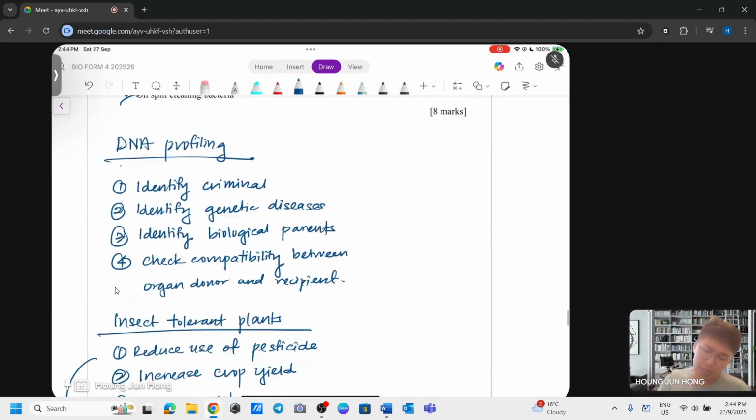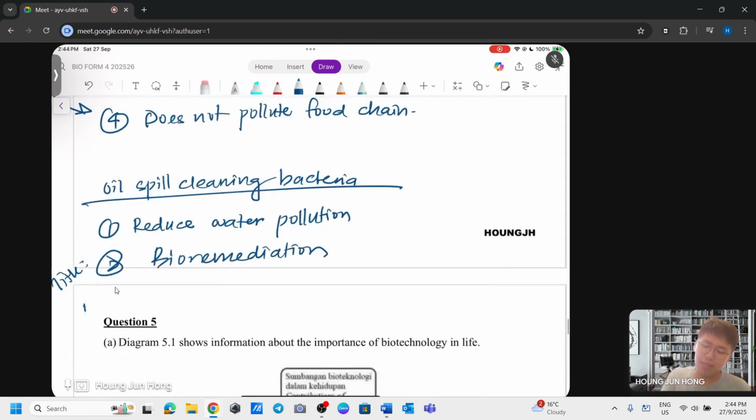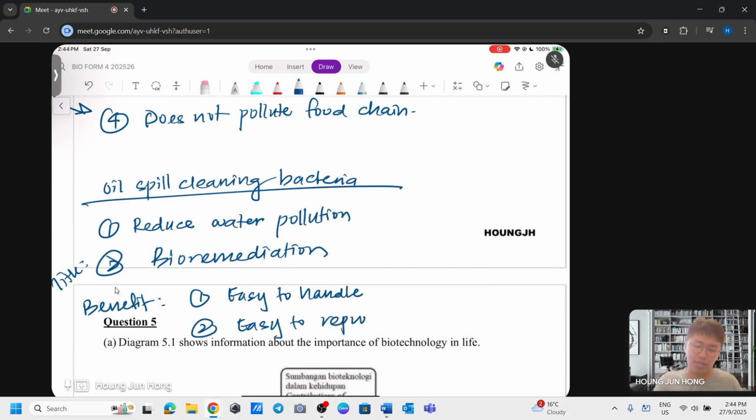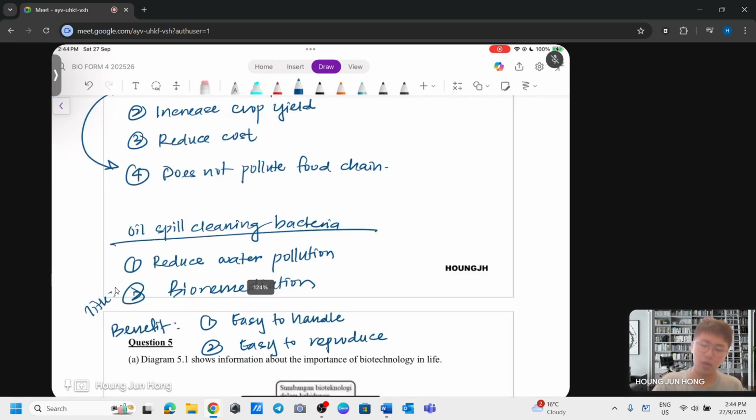A little bit of importance over here, or maybe a bit of benefit. It's not really importance, but the benefit is that it is easy to handle. You literally just have to throw the bacteria inside. That's it. And it is also very easy to reproduce. It can multiply more and more and eat up all the oil. That's how you can clean the whole oil spill.